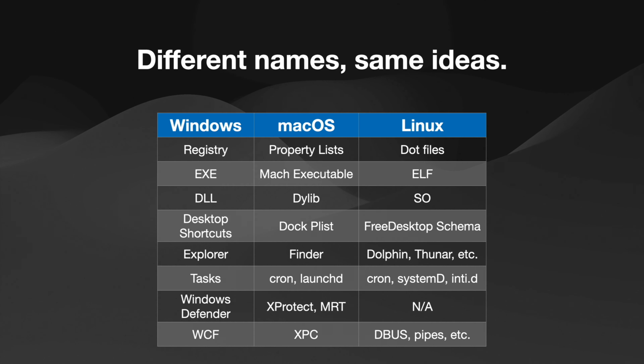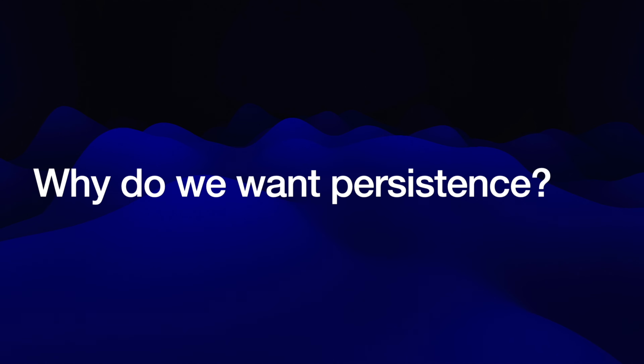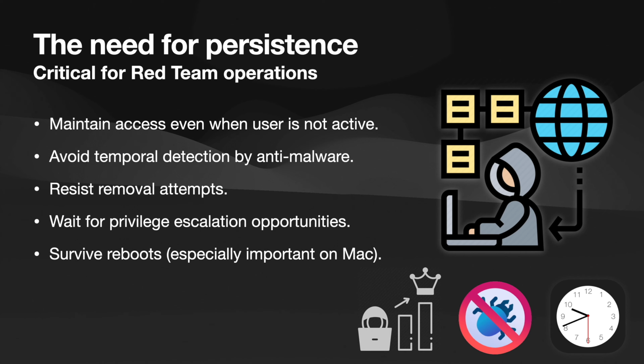On Windows, you have the Windows Communication Foundation. On macOS, you have XPC, and on Linux, you have dbus and pipes. These all serve the function of facilitating inter-process communication. So, why do we want persistence?